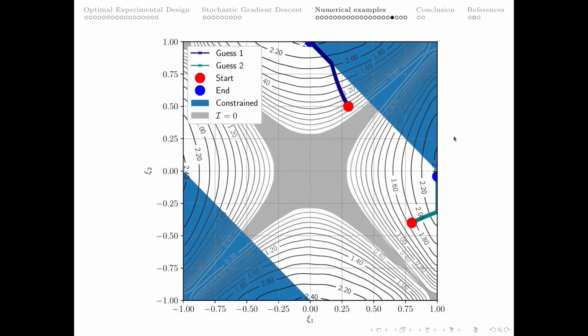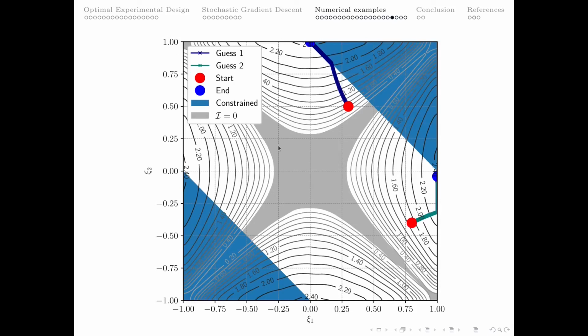So here I am presenting you the expected information gain as a function of Xi1 and Xi2 as contours. And I'm showing you 2 guesses, 2 starting points, and how we converge to the optimum. Note that here denoted in blue we have the regions where the Kirchhoff law constraints are violated, and we impose these as constraints, so we were able to get to the real optimum.